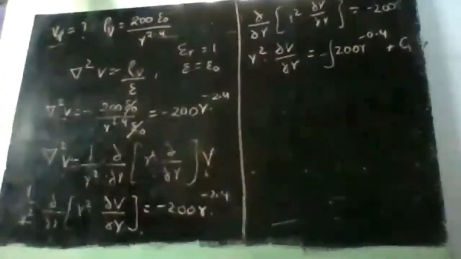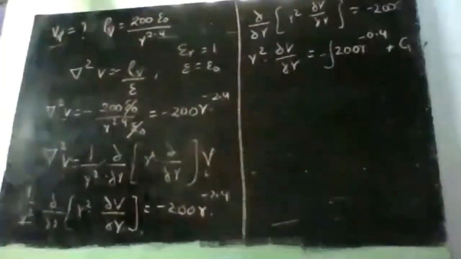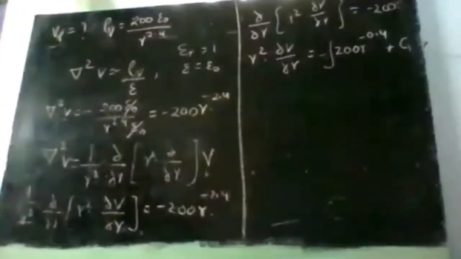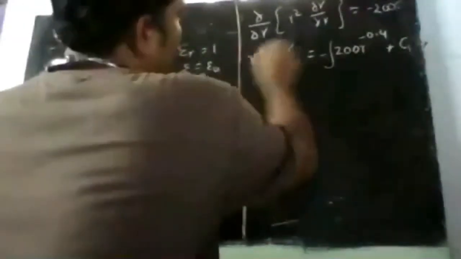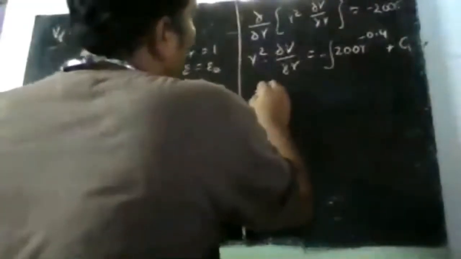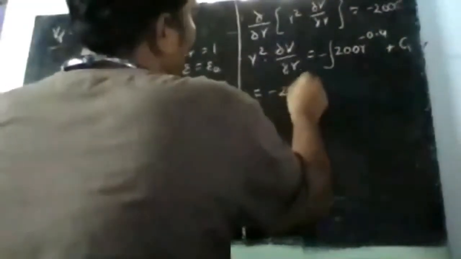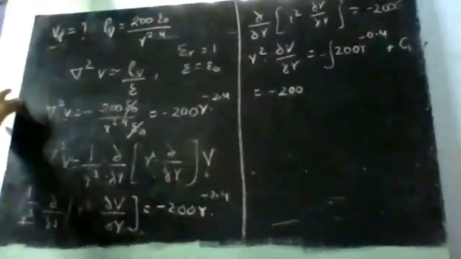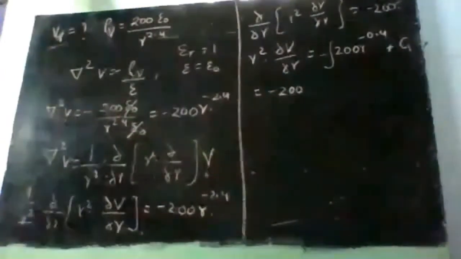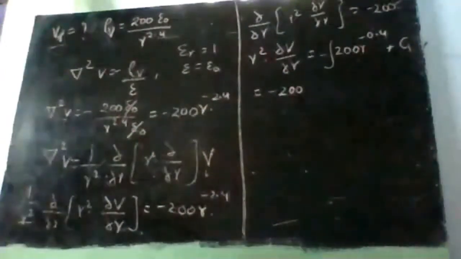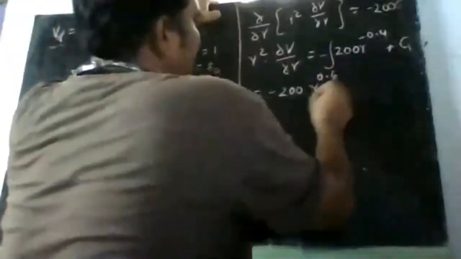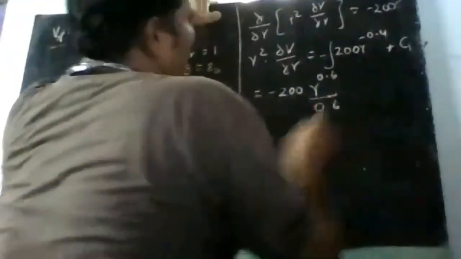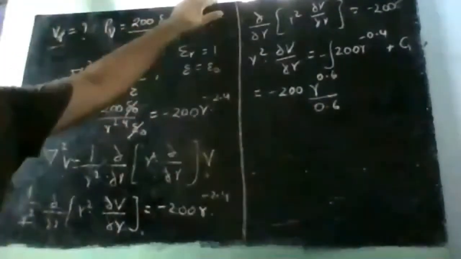Okay. So when I am integrating, I have to consider the constants of integration also. So this is equal to R square into dou V by dou R is equal to, on this side, minus 200, which is a constant, into the integral of R power minus 0.4. So the integral of R power x is R power x plus 1 by x plus 1. So here R power minus 0.4 plus 1, that means R power 0.6, divided by minus 0.4 plus 1, which is again 0.6. Clear with this?